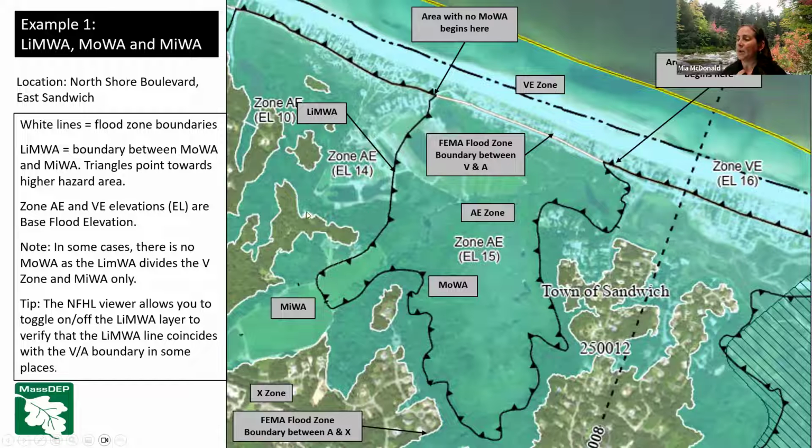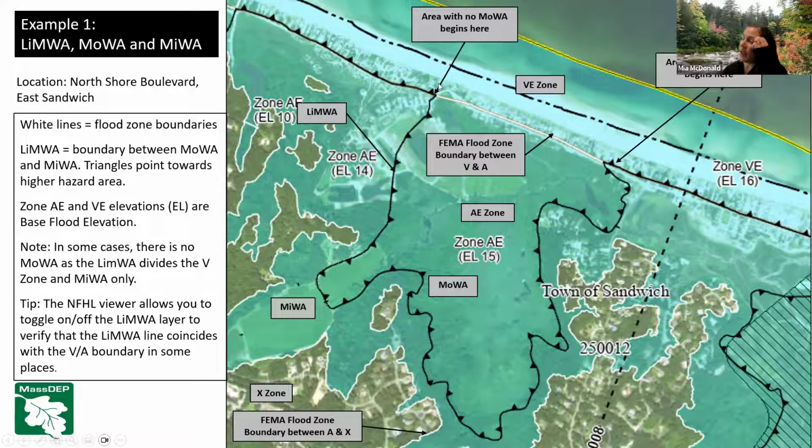With all the white lines, we've got a white line here, the boundaries between the different flood zones. The LIMWA was represented as a black line with triangles. We saw that on some of Rebecca's graphics on the previous slide, and this is what it looks like in the viewer. It really stands out. The triangles point towards the higher hazard area, towards the MOA, towards the V zone. Each of the zones, like zone AE, has a base flood elevation called out in parentheses beneath it. This zone AE is elevation 10. Over here, the zone VE is elevation 16. So each one is called out.